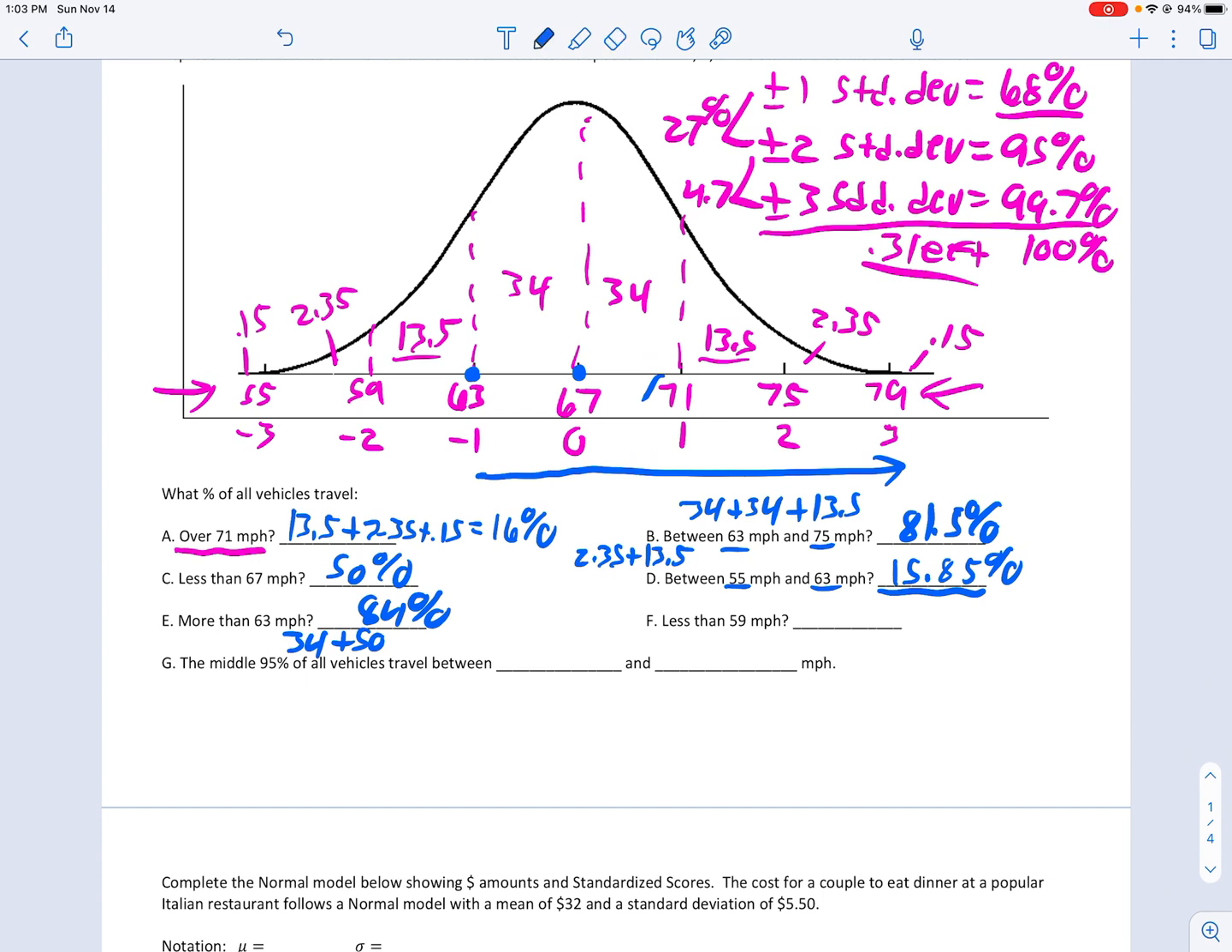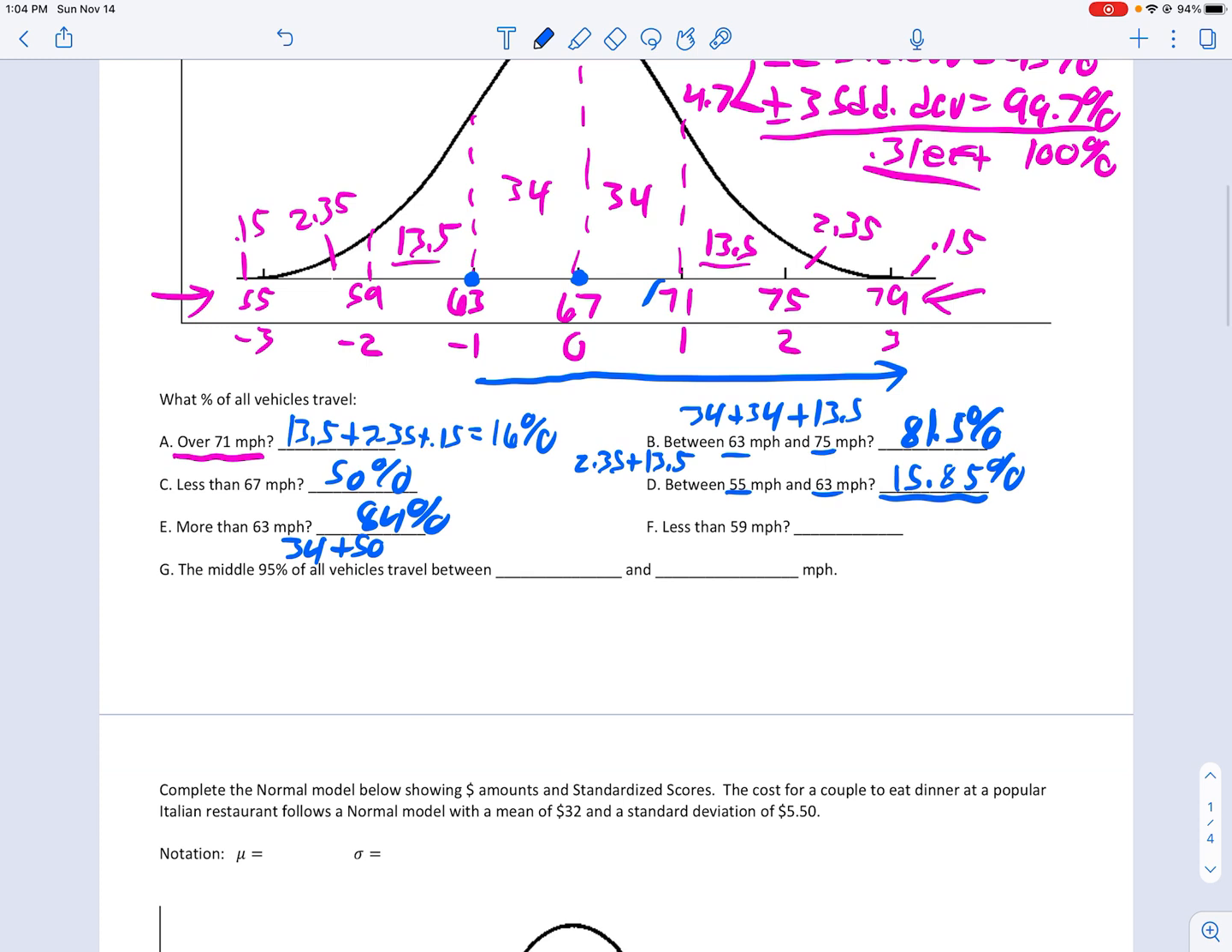So again, from 67 this way, where that blue line is, that's 50% of the data. Plus, you add this little piece here, right? That 34, that gives you the 84%.